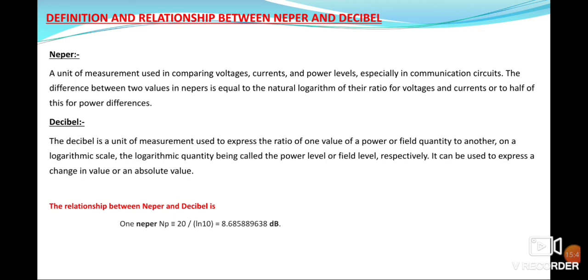And if a definition question comes, just write the full definition of neper and decibel and write down the relationship between them.